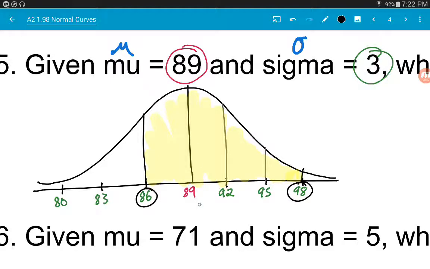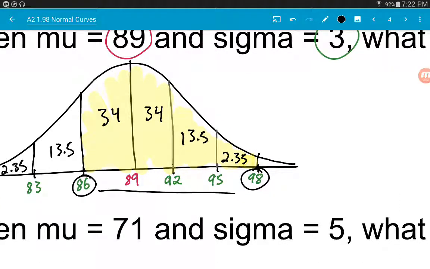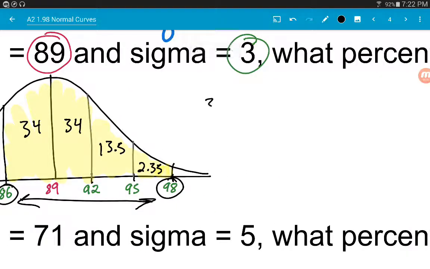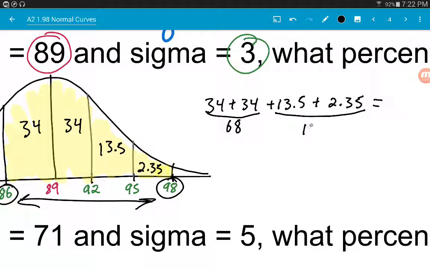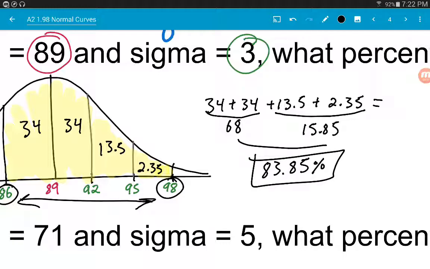Now the numbers that fall in these regions: here's the mean. So around the mean is 34 and 34. Remember that I have 13.5 and 13.5 and 2.35 and 2.35. But the ones that fall in the range we're interested in, from 86 to 98, are 34 plus 34 plus 13.5 plus 2.35. You could do that with a calculator, but I'd rather do it piece by piece. This is 68 for those two. This is 15.85. And when I add those up, I get 83.85%. So it's 83.85% of the data.